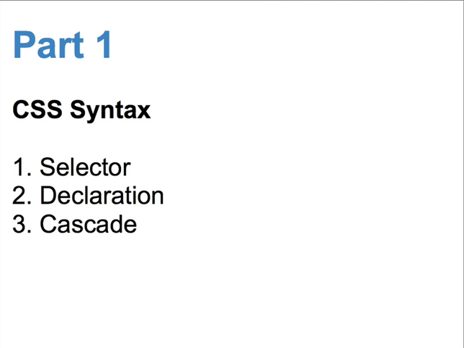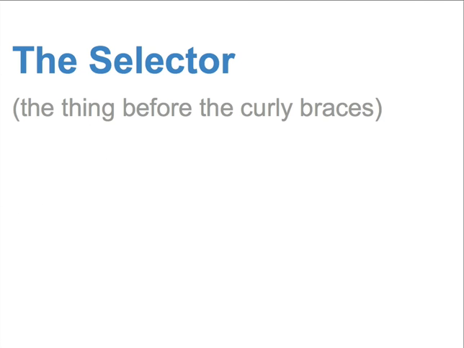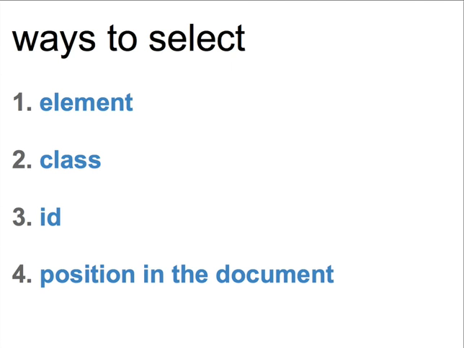Okay, so part one, we're going to talk about the syntax in CSS in more detail here. Make sure you really get it. Selector, the thing before the curly braces in that anatomy page we just saw. So there's four ways to select in CSS. You can select by an element, in other words, by its tag name. You can select by class, ID, or position in the document.